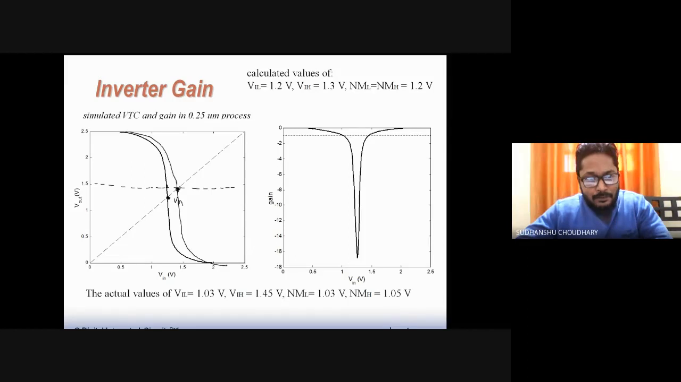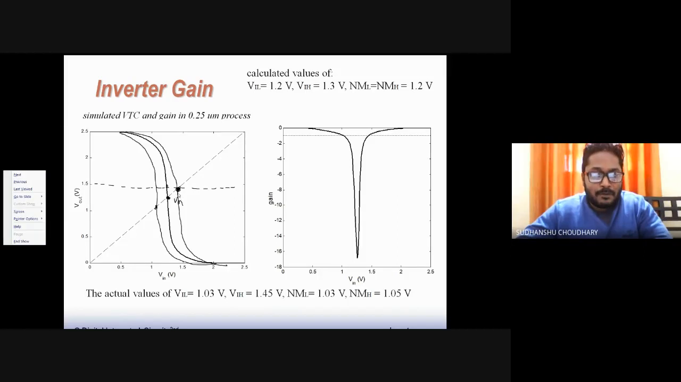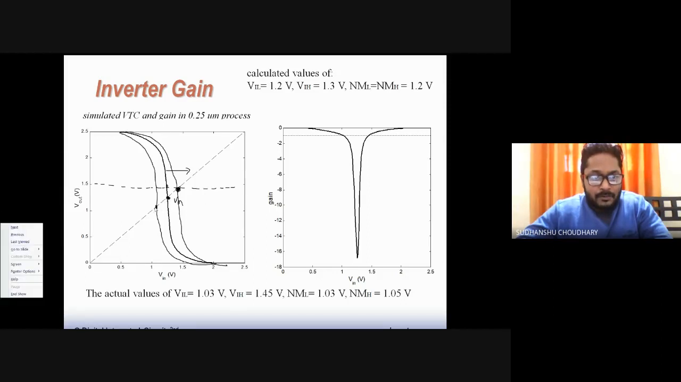Similarly, if you want to shift the switching threshold towards ground, my VTC again has to be modified. The modified VTC may look somewhat like this. So if I am increasing the width of my PMOS to move the switching threshold towards VDD, my VTC will shift towards the right. And if I am trying to move my switching threshold VM towards ground, my VTC will move towards the left.